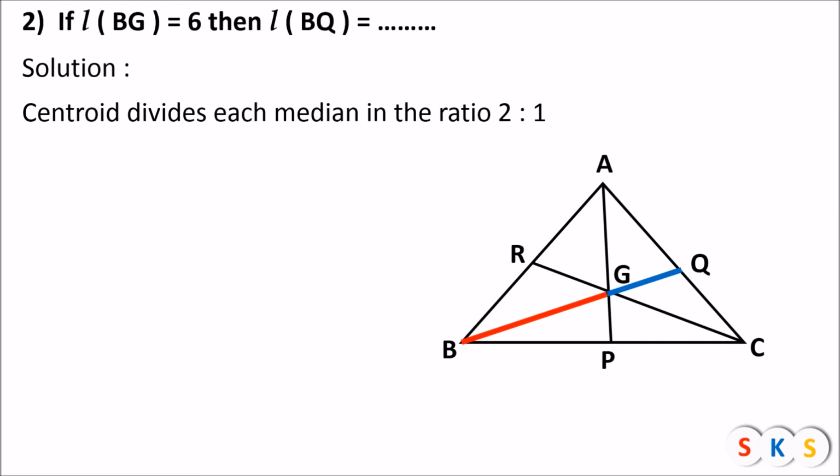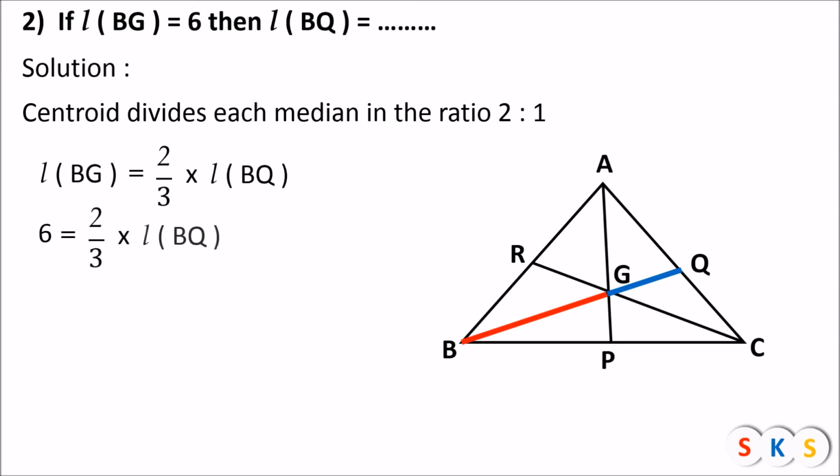It means BG contains two equal parts out of three equal parts, and GQ contains one equal part out of three equal parts. So BG, containing 2 out of 3 equal parts, is 2/3 times the median BQ. We will substitute the value of BG, that is 6 equals 2/3 into length BQ.